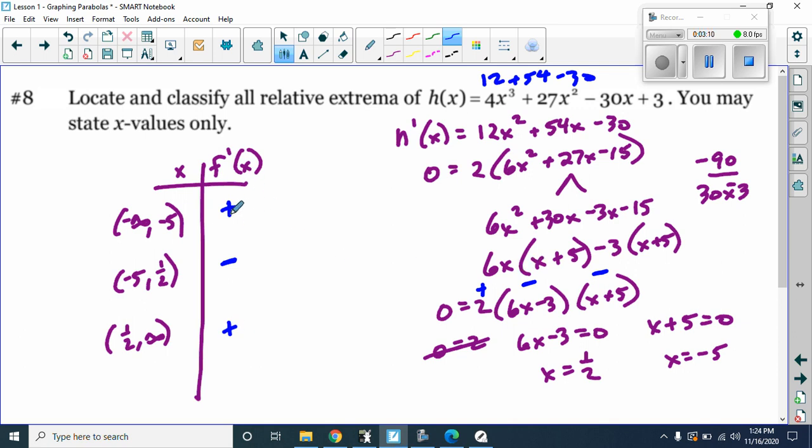So the first derivative changed sign from positive to negative at negative 5. That makes it a maximum. The first derivative changed from negative to positive at 1/2. That tells us we have a minimum value at 1/2. It does ask only for x values.